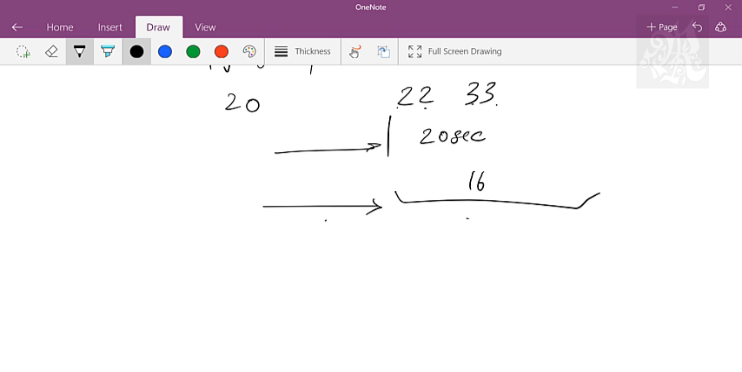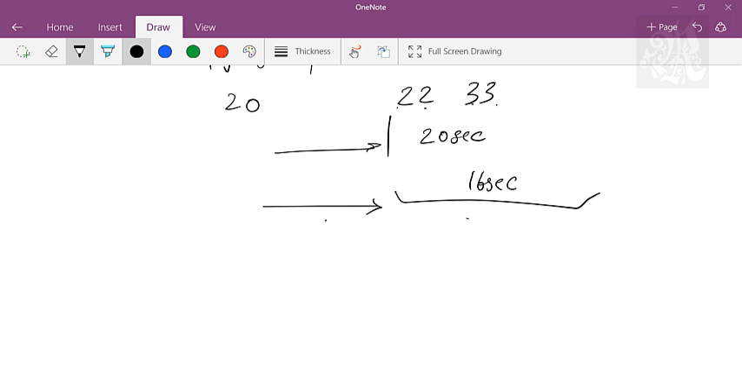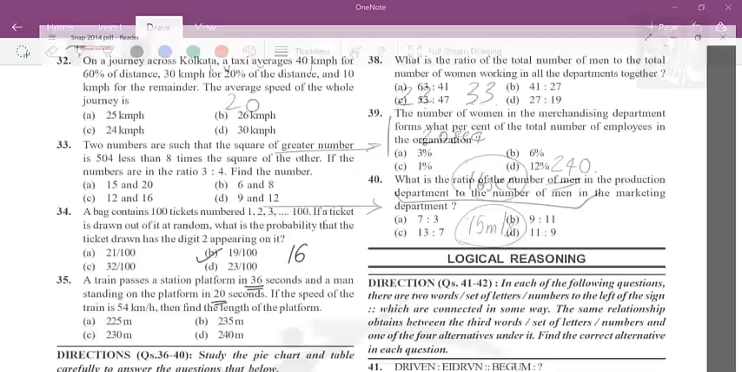So only for the platform, if the train were just a particle, it would have taken 16 seconds just to cross the platform. So it crosses the platform in 16 seconds, and the speed is given to you, 54 kilometers per hour, which is basically 54 into 5 by 18, which is nothing but 15 meters per second. So I have the speed, I have the time, I can multiply this and find my distance. So the platform length is going to be 240.